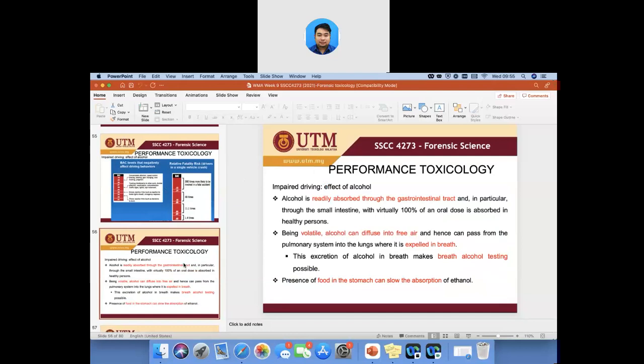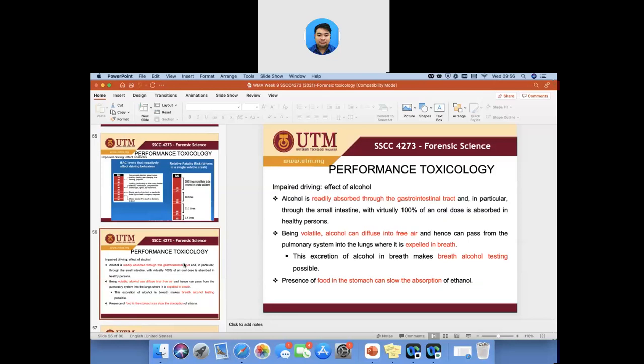Alcohol is readily absorbed through the gastrointestinal tract because you ingest the alcohol orally. In particular, it is absorbed through the small intestine, with virtually 100% of the oral dose absorbed by a healthy person. Alcohol is a volatile compound, so it can diffuse into free air and hence pass from the pulmonary system into the lungs, where it is expelled in breath. The excretion of alcohol in breath makes breath alcohol testing possible.